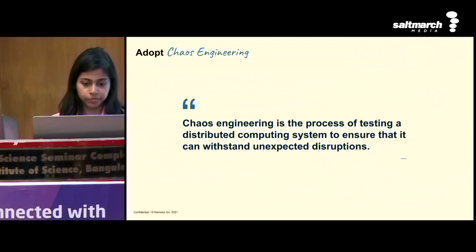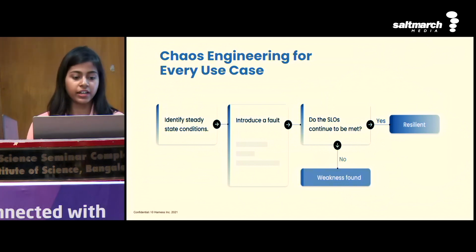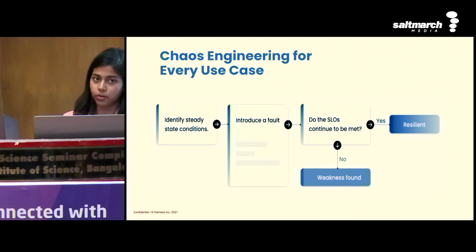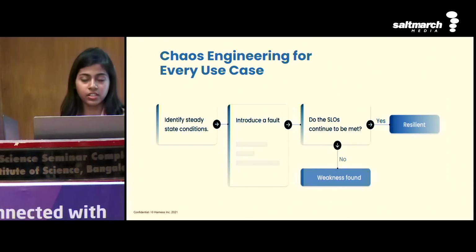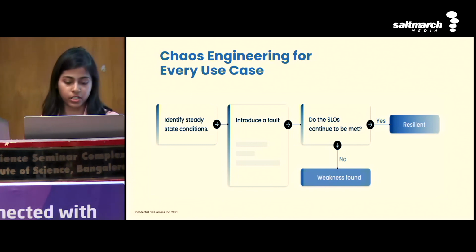So I'll talk about the basic flow, how you can carry out chaos engineering. The basic flow is you start with identifying the steady state conditions. A steady state condition is a desired behavior of your application in a given scenario when the system is healthy. So you need to have those metrics to identify what is the desired behavior of your application.